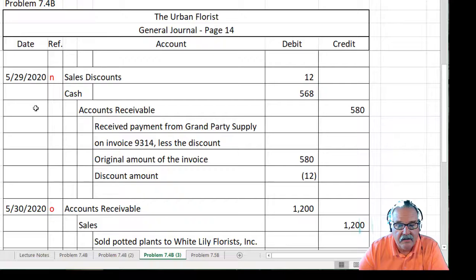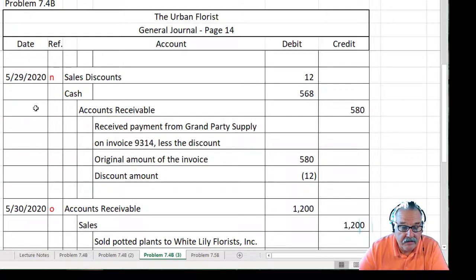Then on the 29th, we received a payment from Grand Party Supply for the sale from May the 20th. They took a discount, so they're paying within the discount period. The original invoice was $580, so they're taking a $12 discount. There may be some pennies in there. I've just rounded things to the nearest dollar. That's fine. That's the way I do it. Almost every single thing in this class, other than payroll, I'm fine with rounding things to the nearest dollar. Debit sales discounts, $12. Debit cash, $5.68. And credit accounts receivable, $5.80.